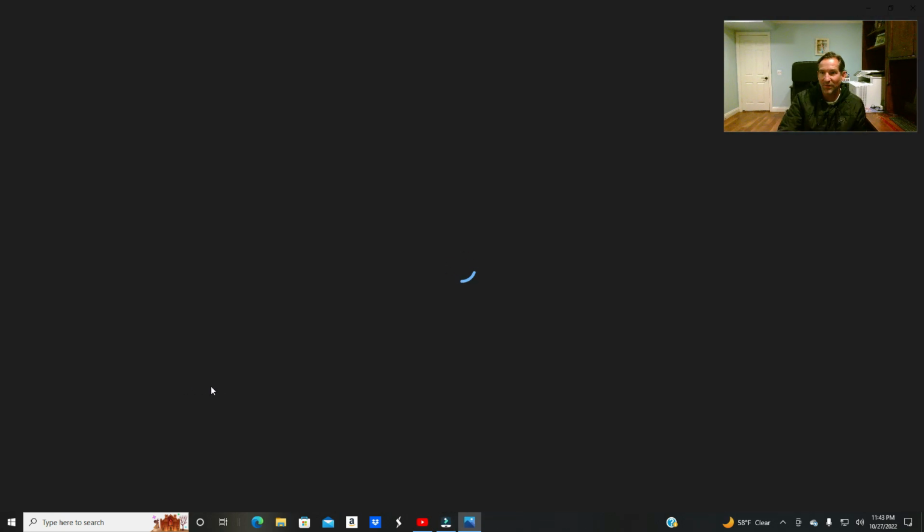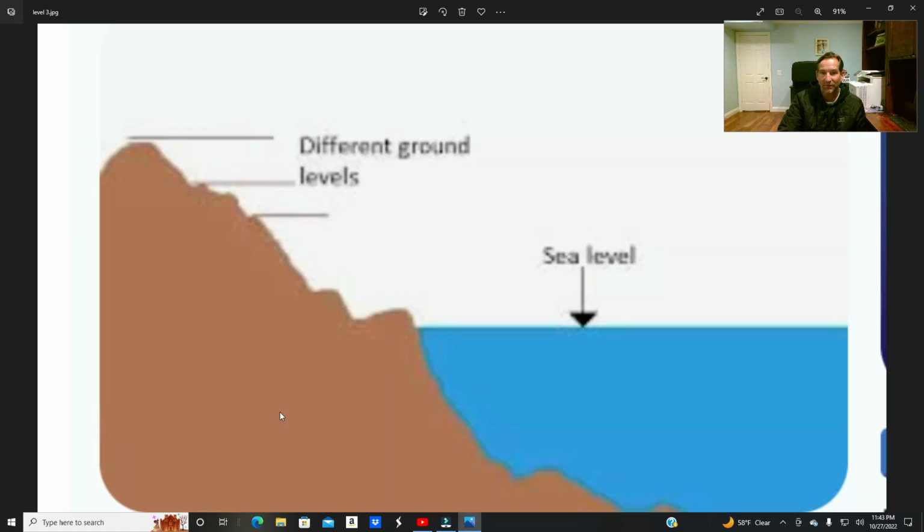If you look online at elevation above sea level, you're going to find a ton of things like this. One came out kind of grainy, but it says sea level. See, look at that. Isn't that flat? It says different ground levels, different elevations above this constant reference point.